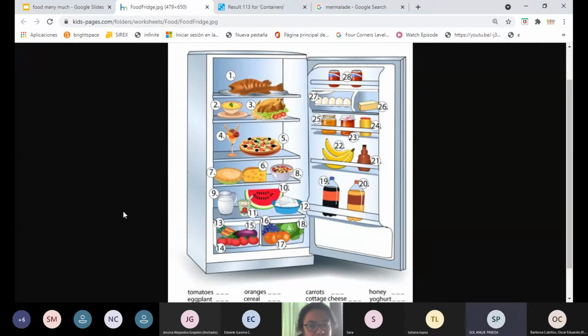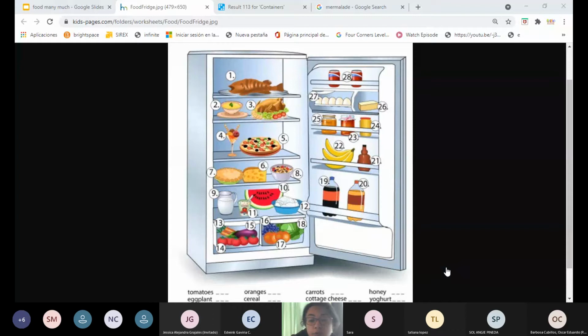Teacher, ¿es decir la pregunta o la respuesta? La respuesta. Okay. There is... No, sin respuesta. Guys, what would be the possible answer? Let's help Solange with the answer, guys. How would you answer that question, guys? How much fish is there?